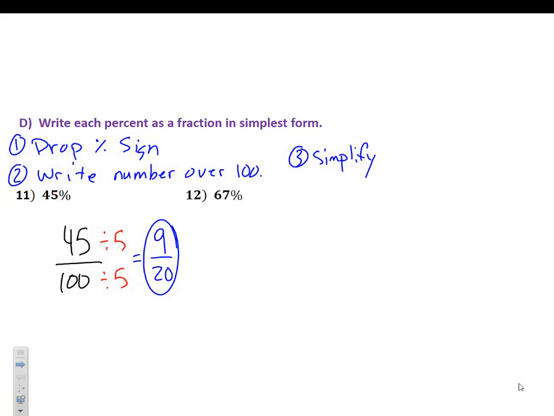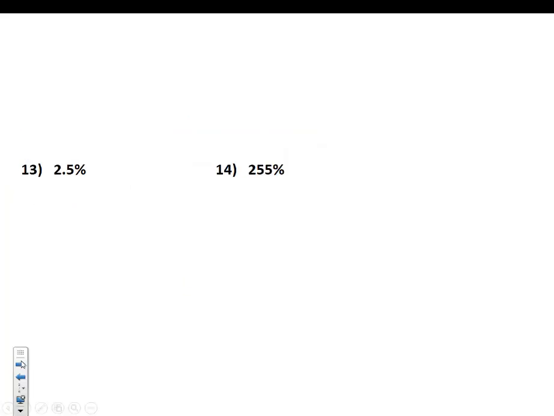Example number 12, 67%. So we're going to drop the percent sign, write the number over 100, and I'm looking at that, and I cannot simplify that. We're done. That's simple. We're done. Go ahead and pause the video and write those 2 down. Join us for examples 13 and 14.